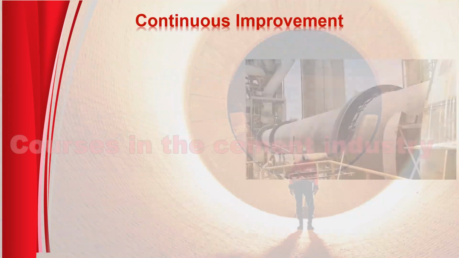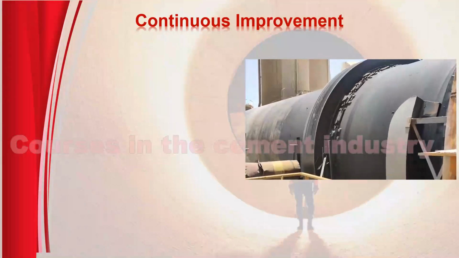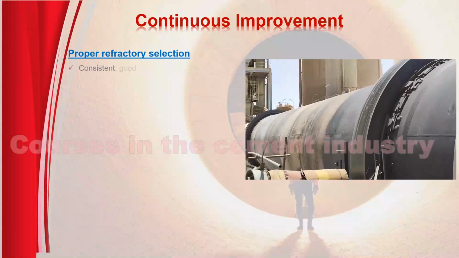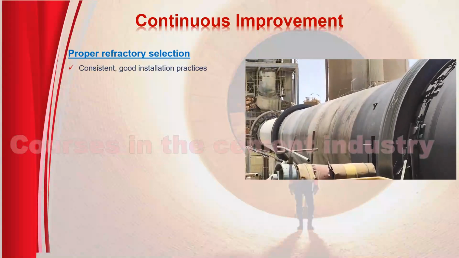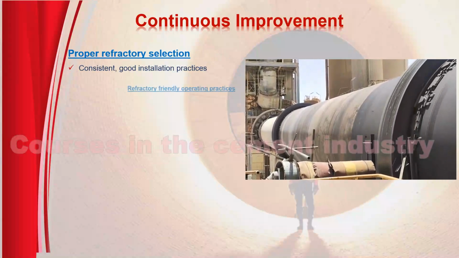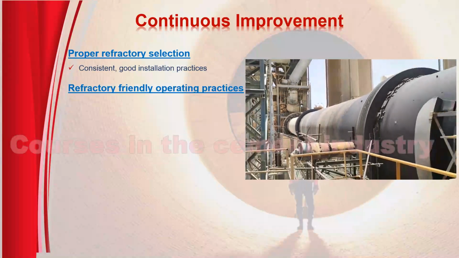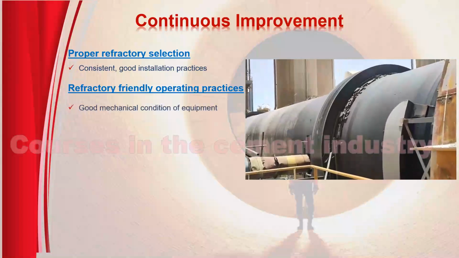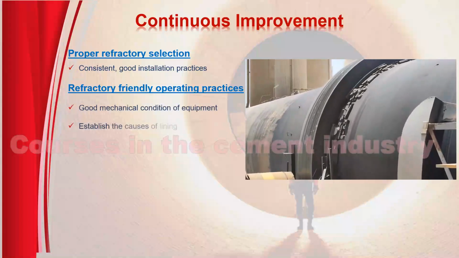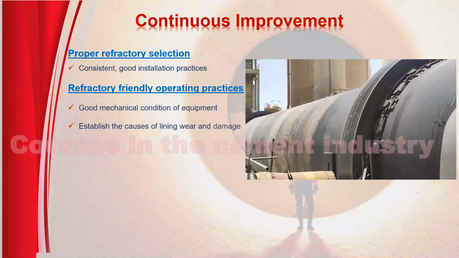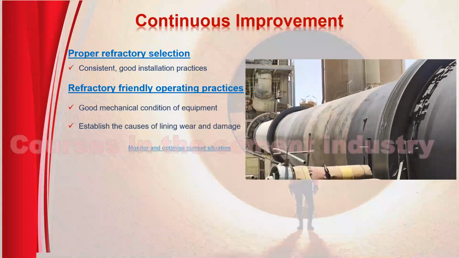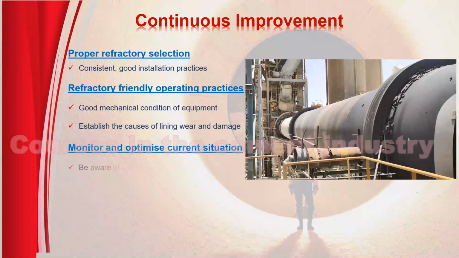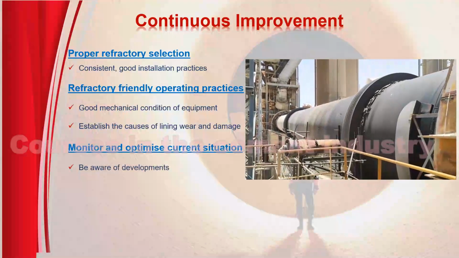Continuous improvement. 1. Proper refractory selection. Consistent, good installation practices. 2. Refractory-friendly operating practices. Good mechanical condition of equipment. Establish the causes of lining wear and damage. 3. Monitor and optimize current situation. Be aware of developments.